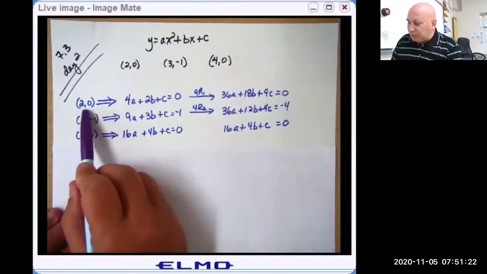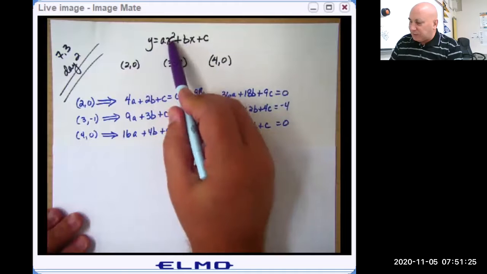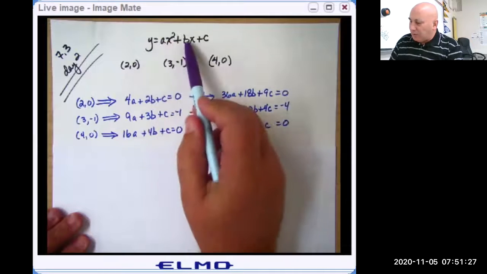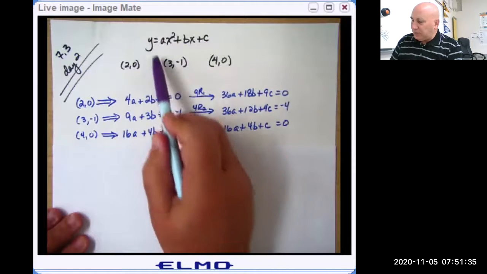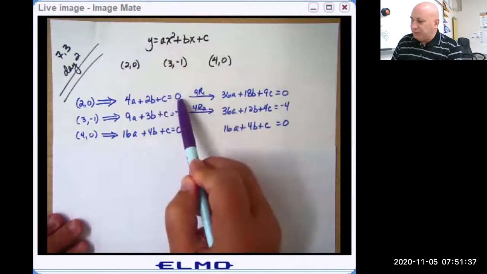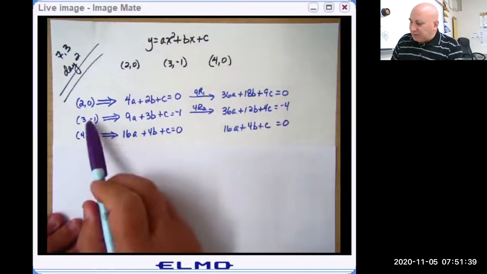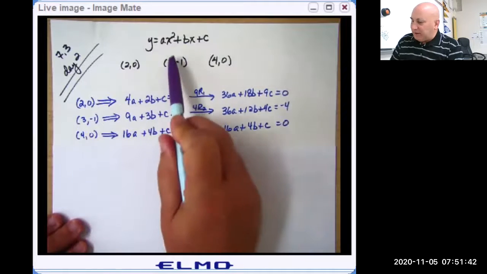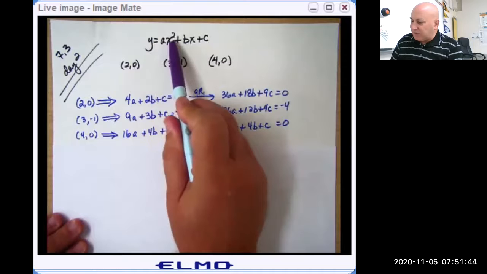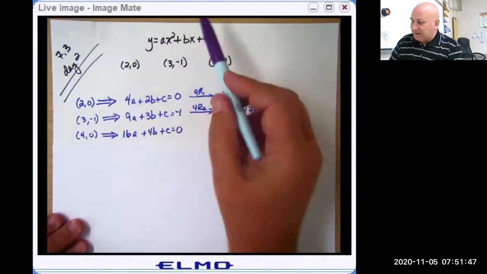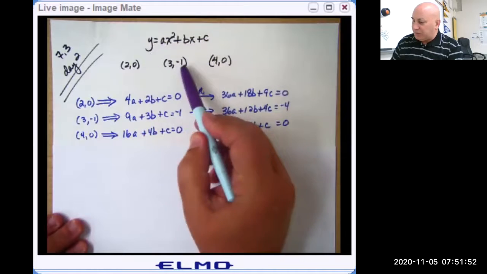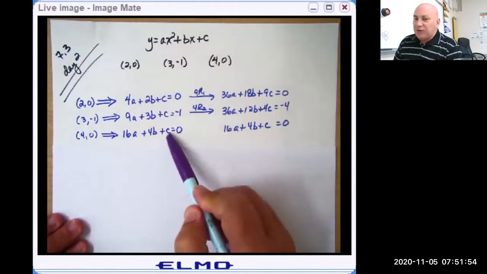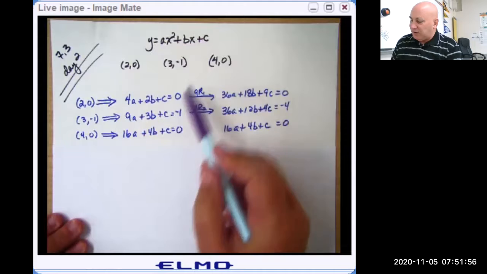So if I substitute 2, 0 in, well, x is 2, so I get 4a. X is 2 again, so I get 2b plus c equals, and y is 0. If I substitute 3, -1 in, again, x is 3, so I get 9a. I get 3b, I get c, and that has to equal -1. And we can substitute 4, 0 into this equation and get this one.